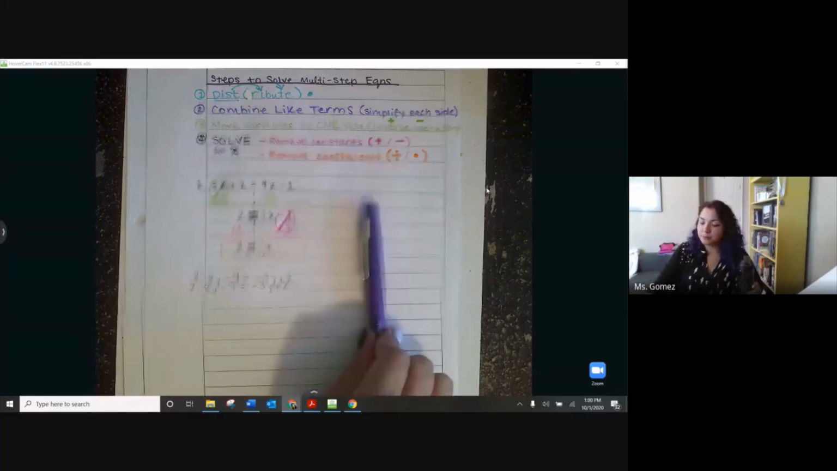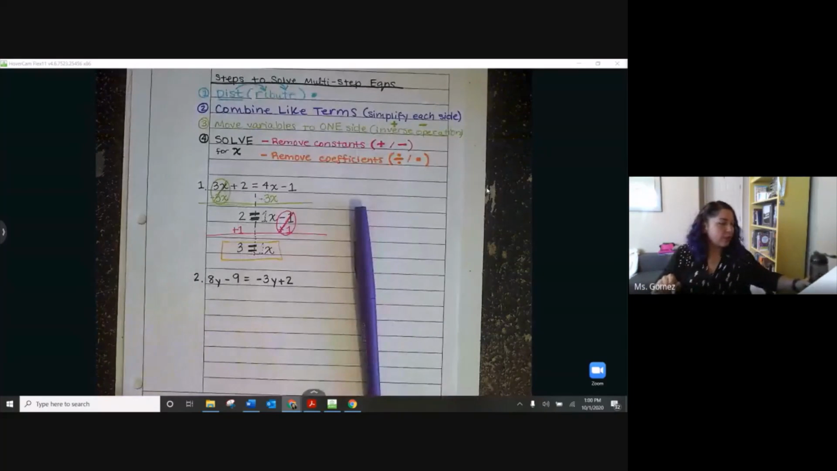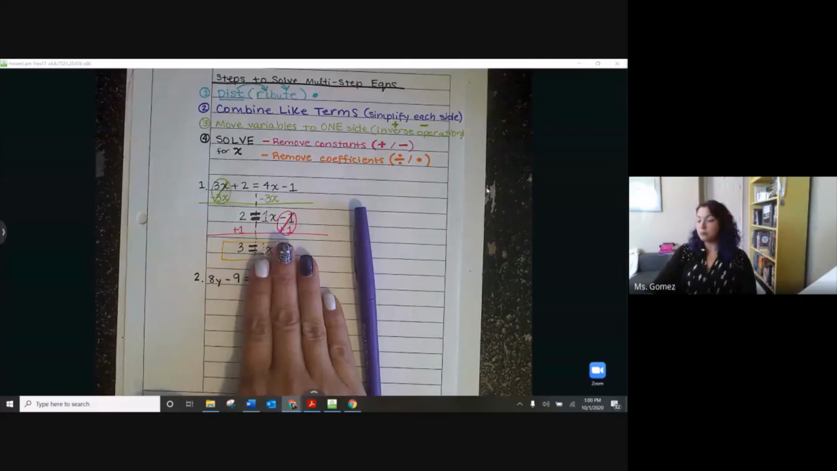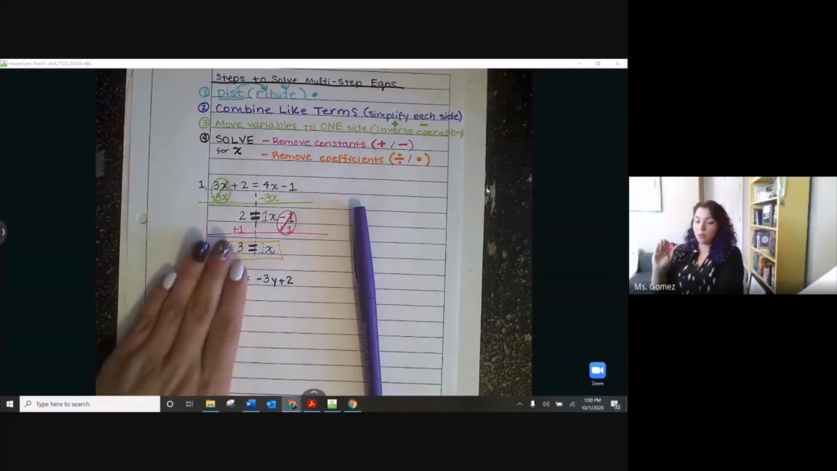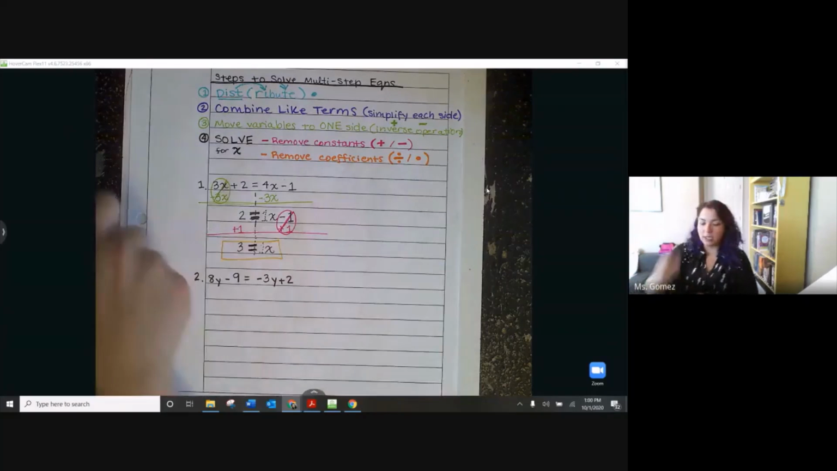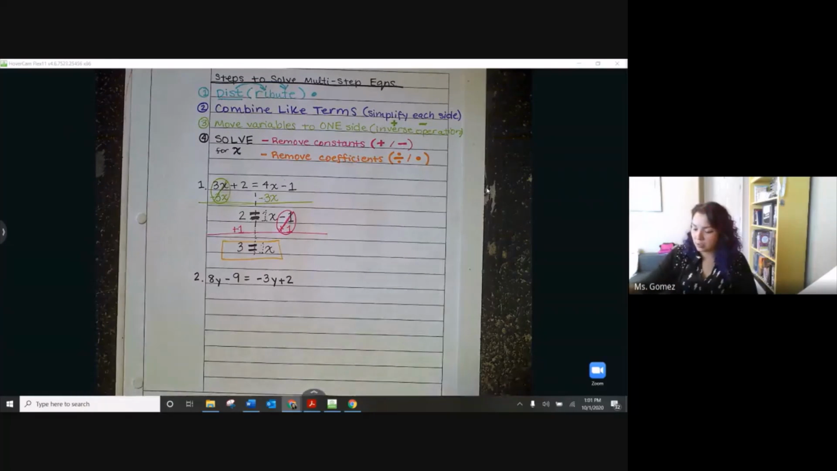All right. Step 2. Now remember, we're looking at both sides. So I'm going to cover up this side here. Combine like terms. Ooh, I already have a whole bunch of people saying no. Okay. What about this side? Negative 3y plus 2. Am I going to combine? Nope. All right. So next step.